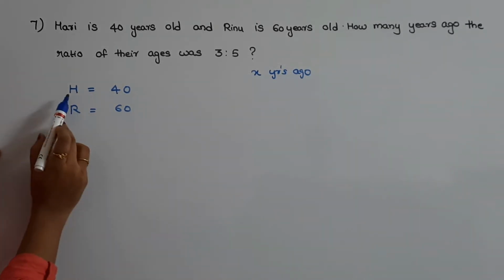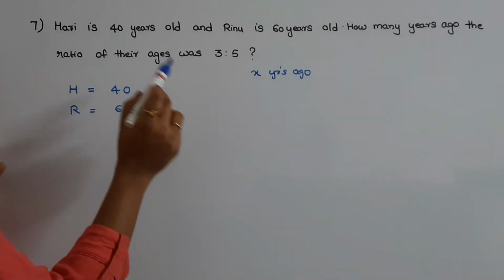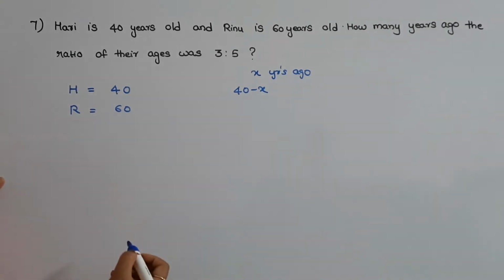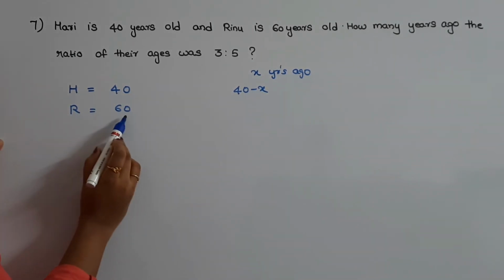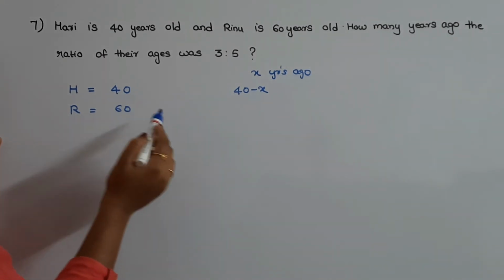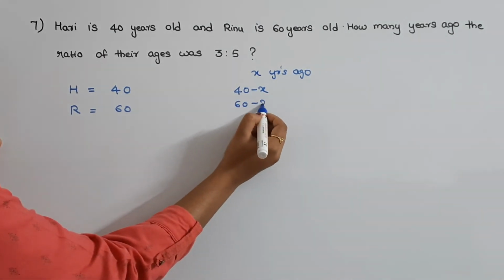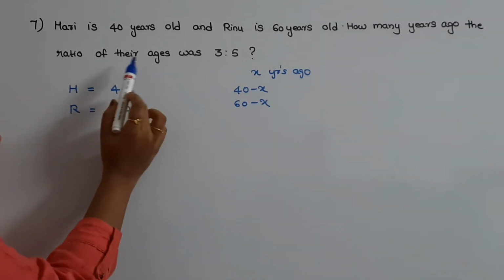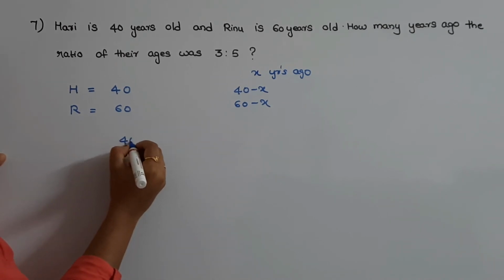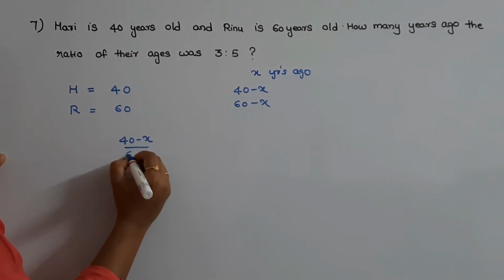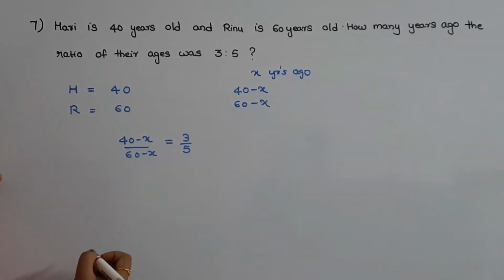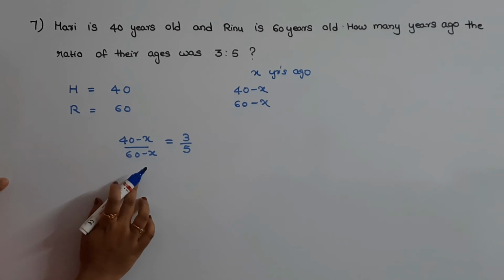So, let us assume X years ago the ratio of their ages was 3:5. If at present Hari's age is 40, then X years ago his age would be 40 minus X. And if at present Renu's age is 60, what would be her age X years ago? X years ago her age would be 60 minus X. Now they have given the ratio of their ages X years ago. So (40 minus X) by (60 minus X) is given as 3/5. By solving this we will get the value of X.